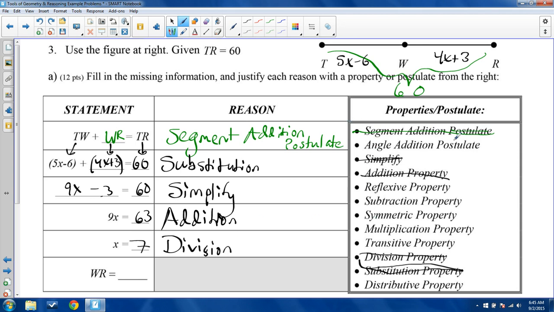And last one here, I guess you can't really use any of these except if you use substitution again. Let's just say substitution property here. WR equals 4 times 7 plus 3. So WR is 28 plus 3, so it's 31. Okay, yeah, I guess there's no real reason behind that. I think in the end here you solve for x, and then substitute for x, but I guess they're graying out this reason for us.